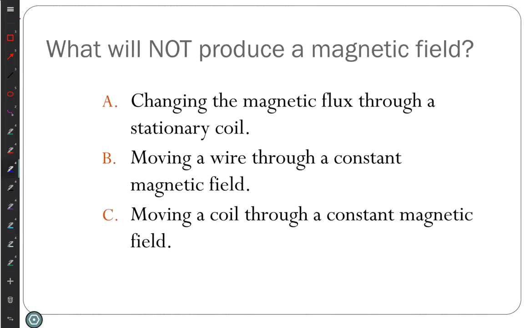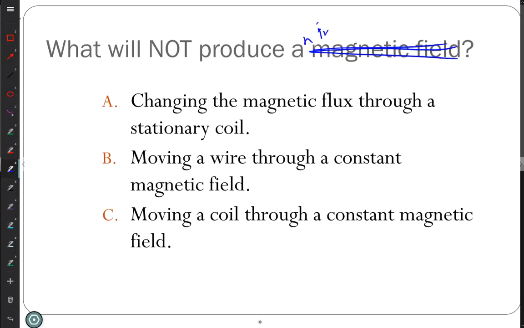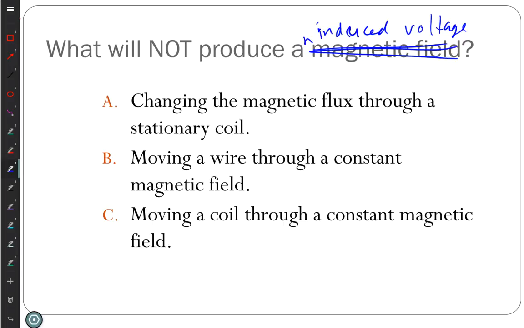Okay, let us go to clicker question numero 1. What will not produce a magnetic field? I meant to say something else. And induced voltage is what I meant to say. I made a mistake. Right, we were studying Faraday's law of induction about inducing voltages.